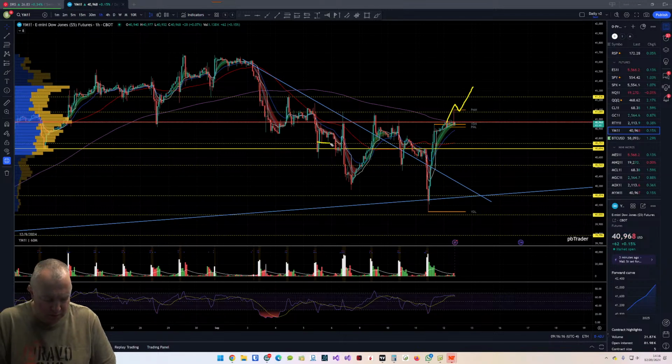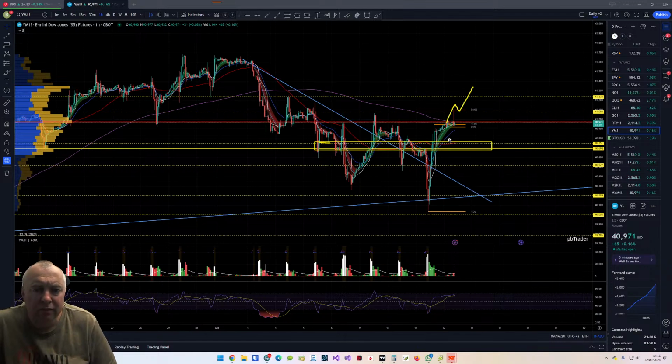Bounce-wise, I quite like this area here for the bounce, and that's where the 50 is, 40,000, 40,750, and potentially, oh, actually we're below there now anyway. We're up. I was about to say watch this area as well for the break and retest long.